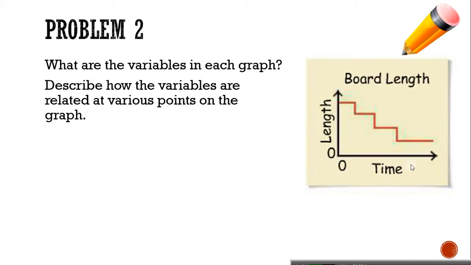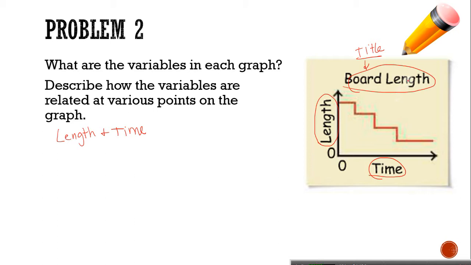So let's look at this one. I have variables in each graph, so I need to find my variables. If you remember, it's always going to be your axes. So I've got length for one variable, and time for another variable. Those are my two variables for this graph, length and time. Now, if I look at my title right here, I have board length. It looks like as my time goes on, my board's length is getting smaller, right?